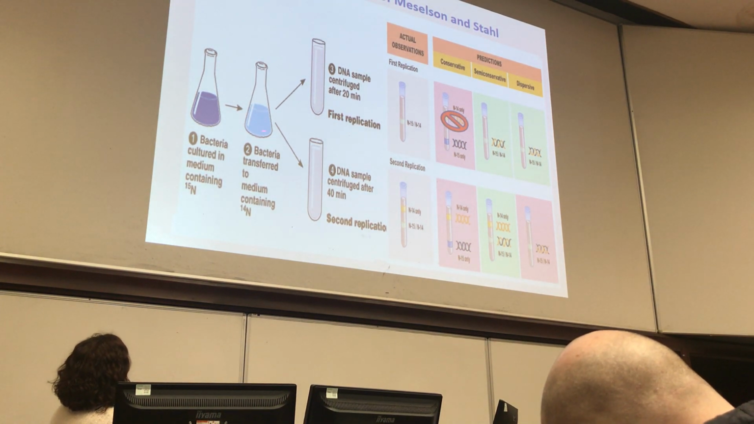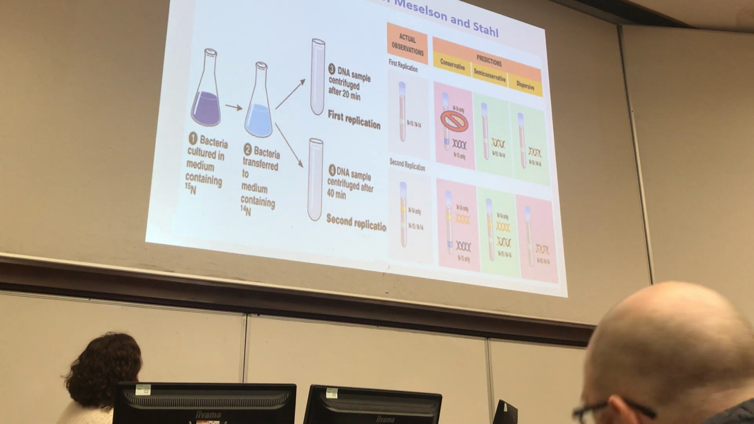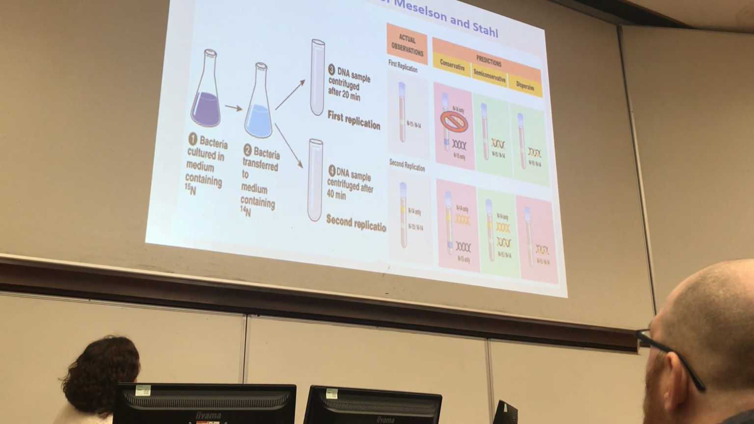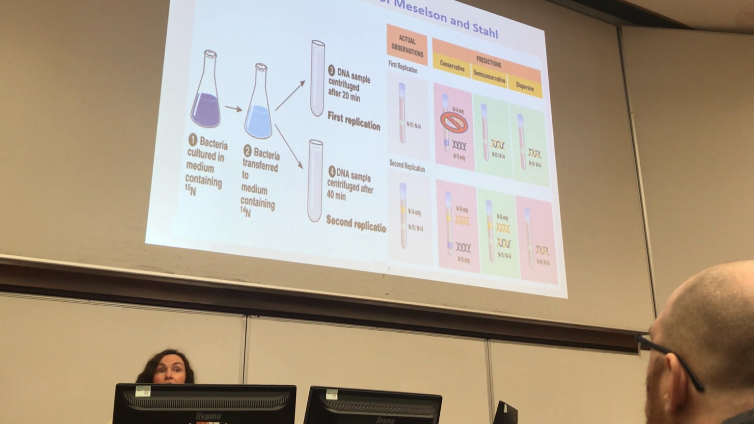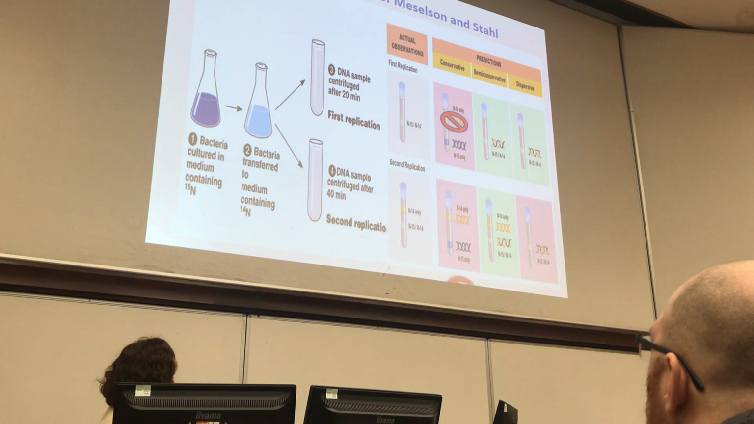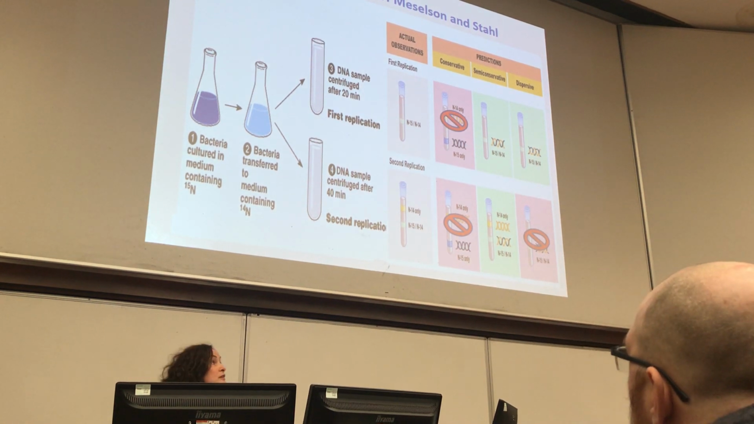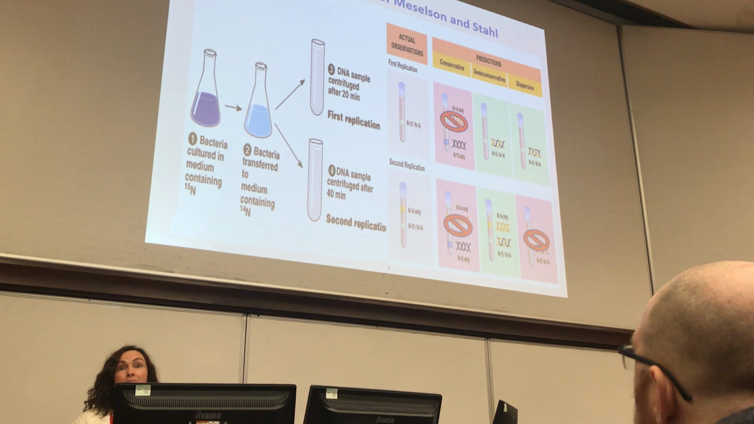What they did there, so it's still being grown in the light nitrogen-containing medium, extracted the DNA, and did exactly the same thing. What they found was that there was still some intermediate sample, and also they found that there was a light segment as well. Okay, so that showed that the conservative model was still discounted, but this also showed that the dispersive was discounted, because if it's dispersive, then you still only get one intermediate band.